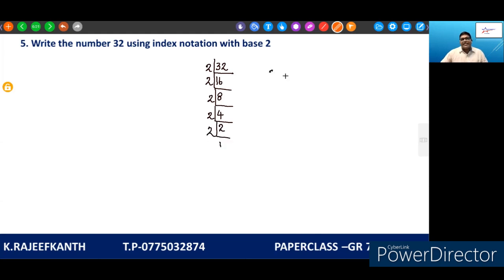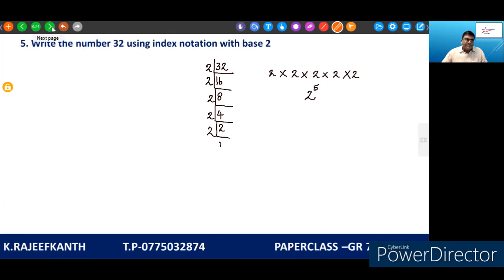Then we can write it as 2 into 2 into 2 into 2 into 2. So there are five 2's. Then we can write it as 2 to the power of 5. Right? 2 to the power 5.